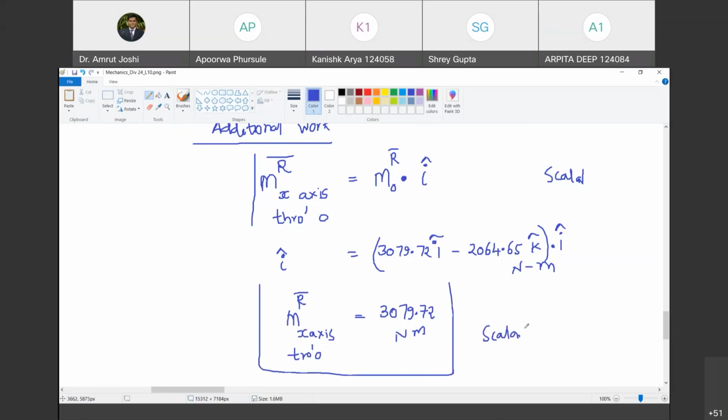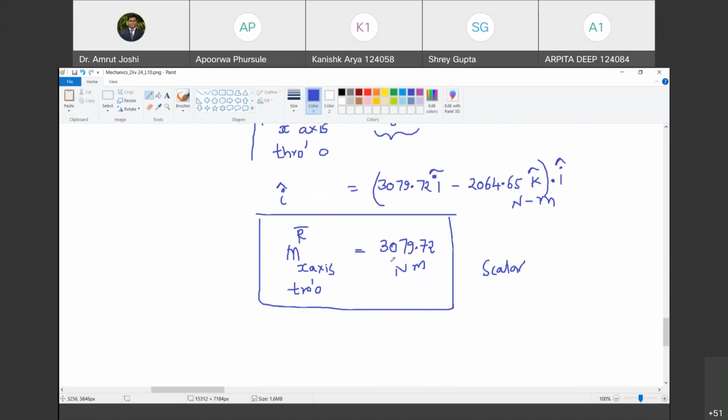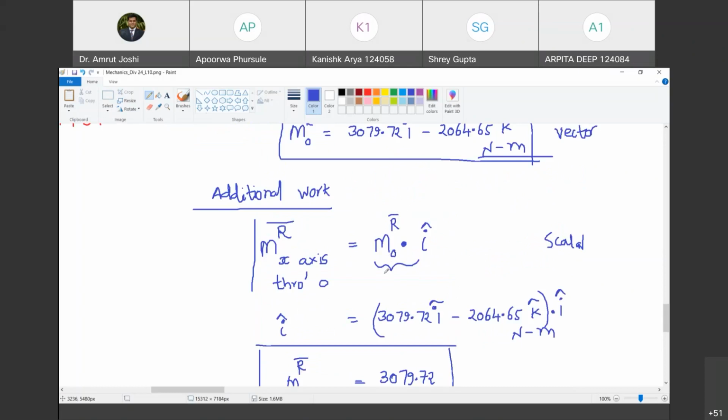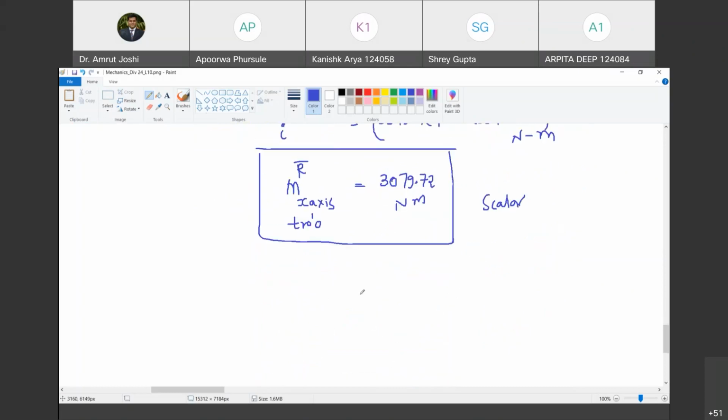Agreed? Yes, sir. Okay. Now we are going to look at this in a bit more depth. What is moment of R bar about O? Can you tell me? It is r bar cross R bar. Do you agree with me? Yes, sir. So moment, see what I am writing: moment of R bar about X axis through O.